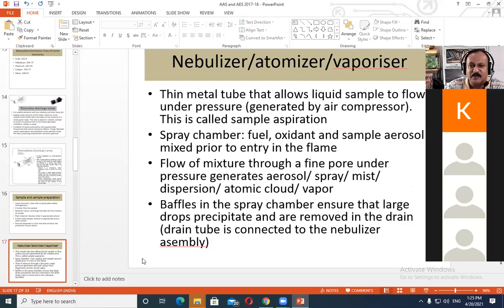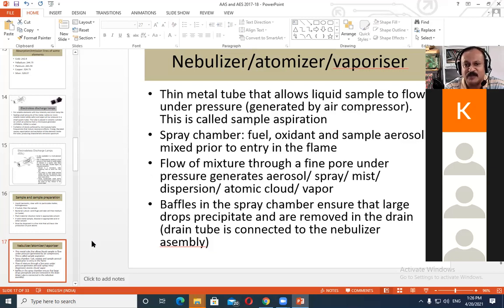Yes, then we come to the nebulizer part or the atomizer. Here we have a thin capillary, as I told you, and that capillary will take up your sample by using a suction kind of device or a vacuum device. There is a vacuum pump, or in fact an air compressor, which is used normally for the passage of air through the gas fuel. We have a combination of acetylene and air, and for that we require an air compressor.